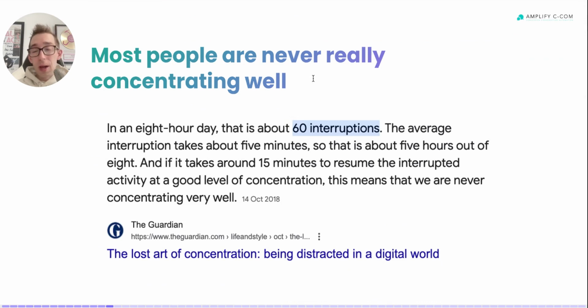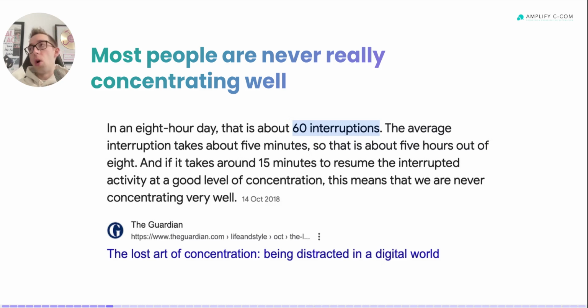And most people are never really concentrating very well. In an 8-hour day, there's about 60 interruptions. The average interruption takes about 5 minutes. So that's about 5 hours out of the 8 that people are distracted. And if you take around 15 minutes to resume the interrupted activity, that means really we're never concentrating at all.